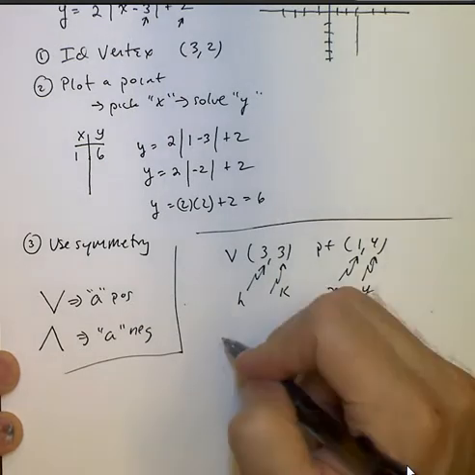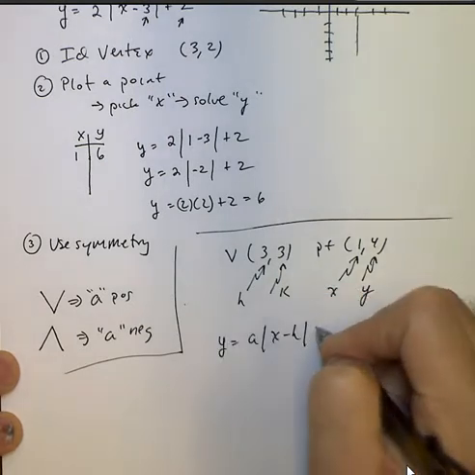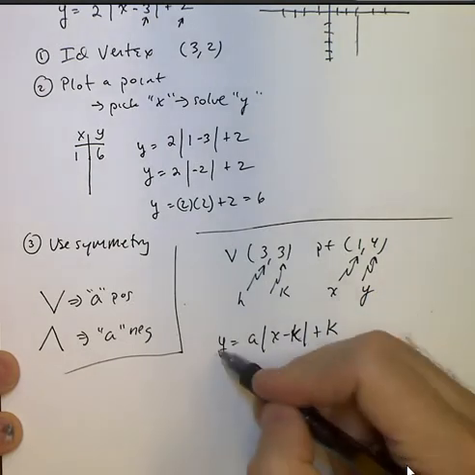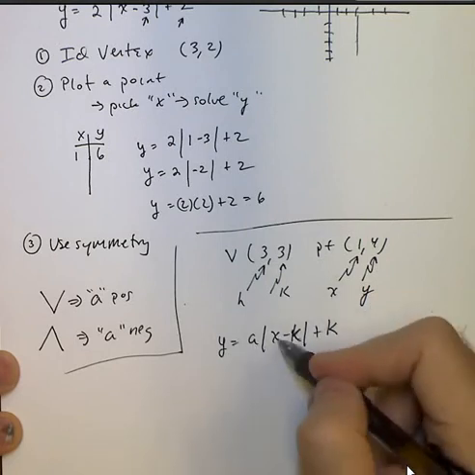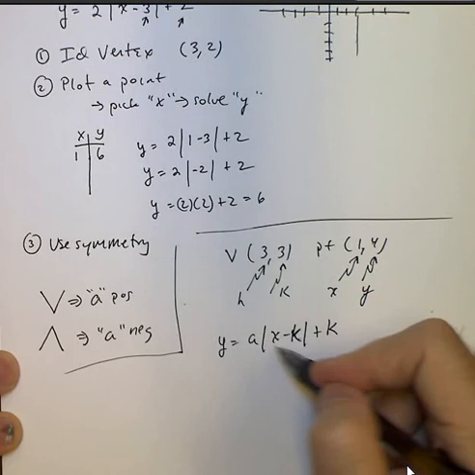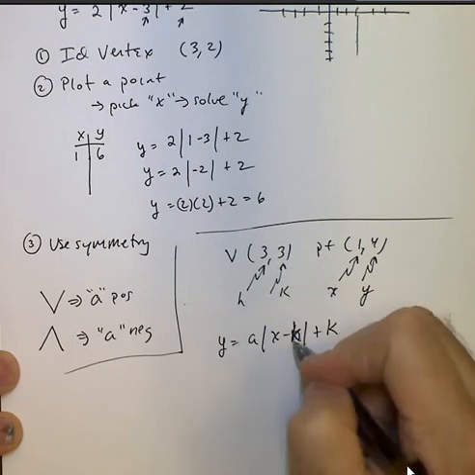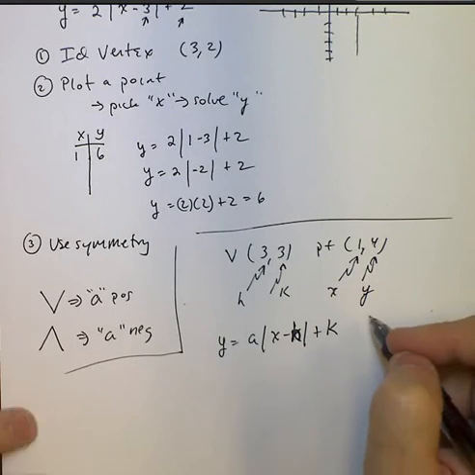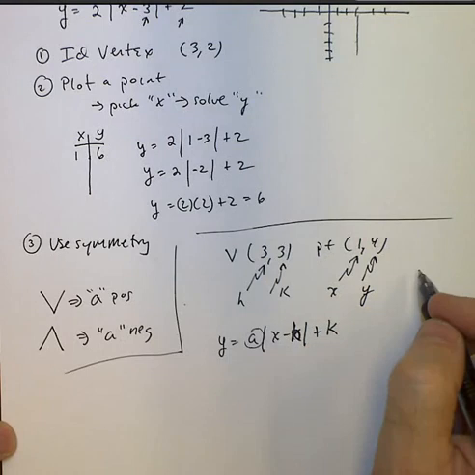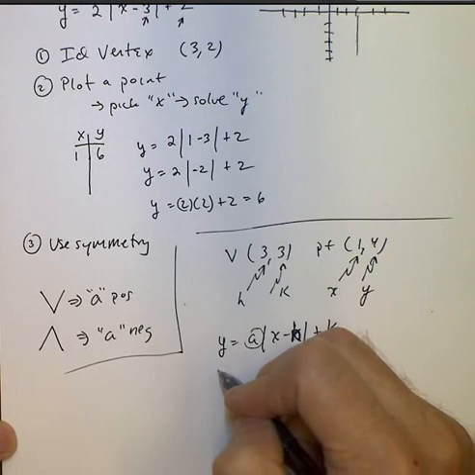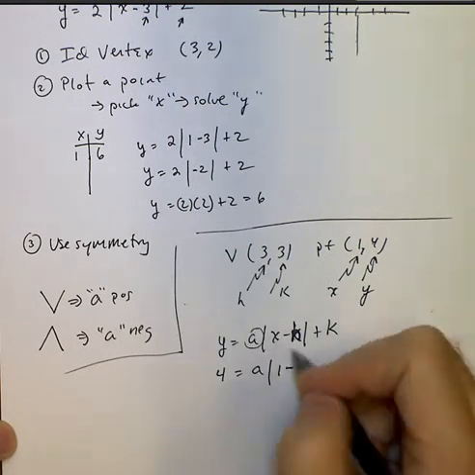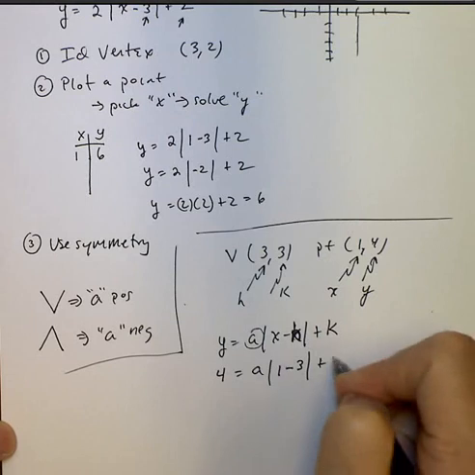Well, if the standard equation is this, you can see that you have y, you have x, you have h, and you have k. All the pieces other than a. And that's what you want. You want to solve for a as your first step on a problem like this. So I give you this vertex and this point, and you're going to solve for a. So we'll put 4, that's y, equals a times the absolute value of x, which is 1, minus h, which is 3, plus k, which is 3. We solve for a.